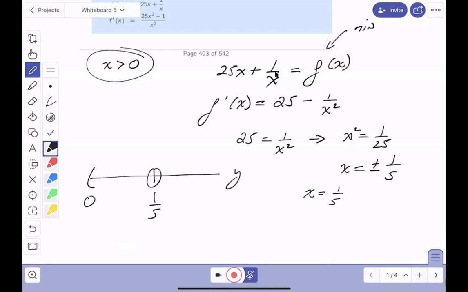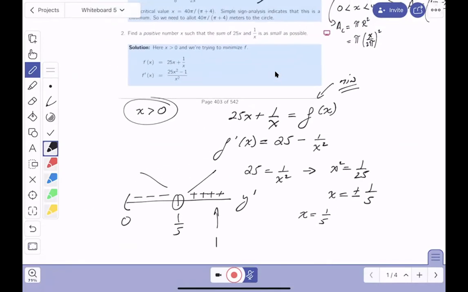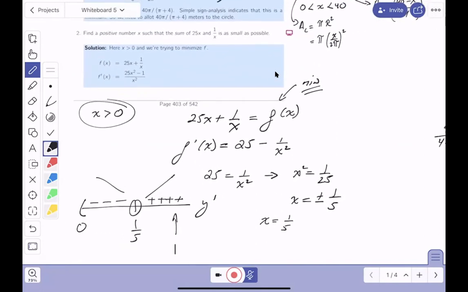And this is the derivative. You're going to plug a number in. I'd say a safe number over here would be 1. If you plug in 1, what do you get? 25 minus 1, which is a positive number. That means the function's increasing. If you took a number below 1/5, like 1/10, and plugged it in, you're going to get a negative number, which means it's decreasing. What is this doing? Minimization. So when does a minimization occur? At 1/5. So what did I find, the positive number? Yes, the positive number is 1/5.